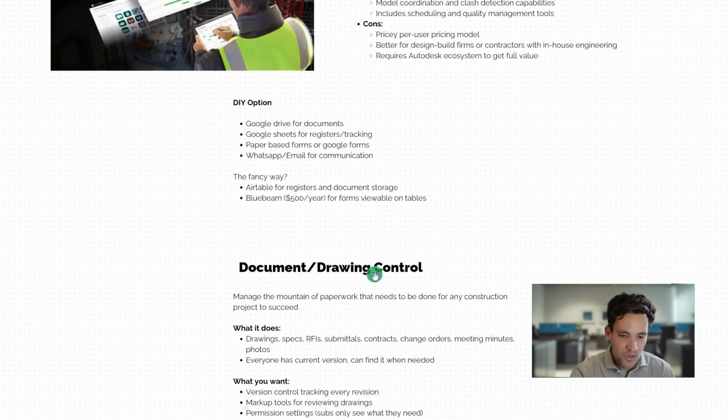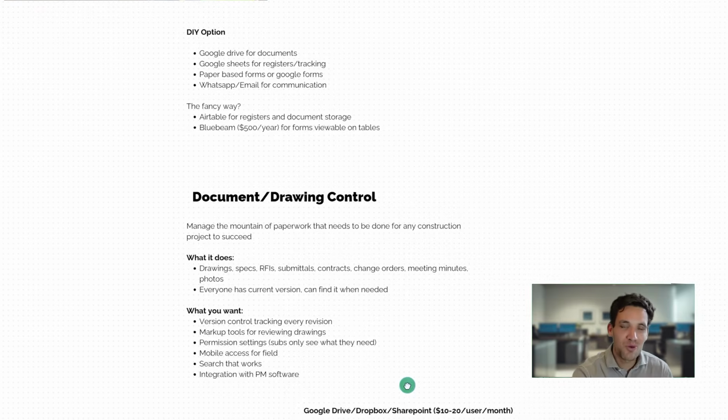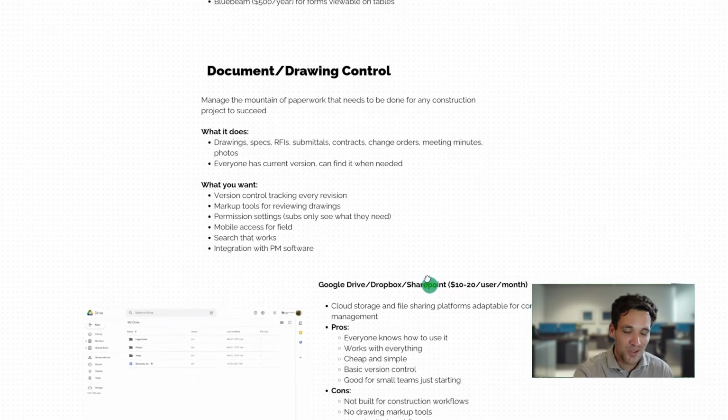All right, so the next set of software I want to talk about is document and drawing control. We all know on construction projects, you get a mountain of paperwork to deal with. Drawings, specifications, inspection and test plans, updated schedules, subcontracts, and so on and so forth. Drawing and document control systems allow you to manage all of this. A manager said to me very early on in my career that the most important person on a project is the document controller.